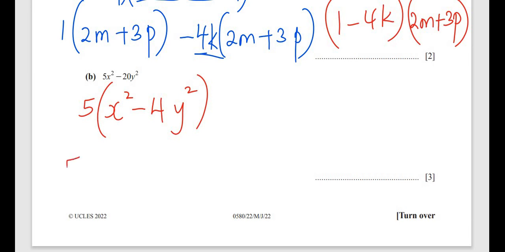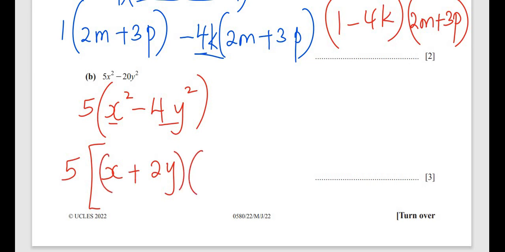So we can write 5, and then inside the bracket, this is a difference of 2 squares. So you just need to find the square root of each one of them. The square root of x squared is x, and the square root of 4y squared is 2y. So you just write them as x plus 2y and x minus 2y, like that.